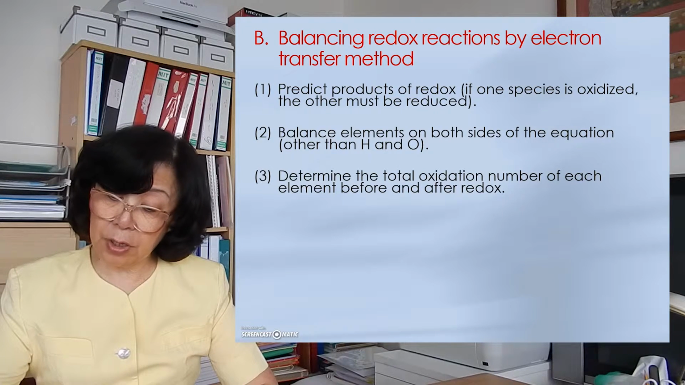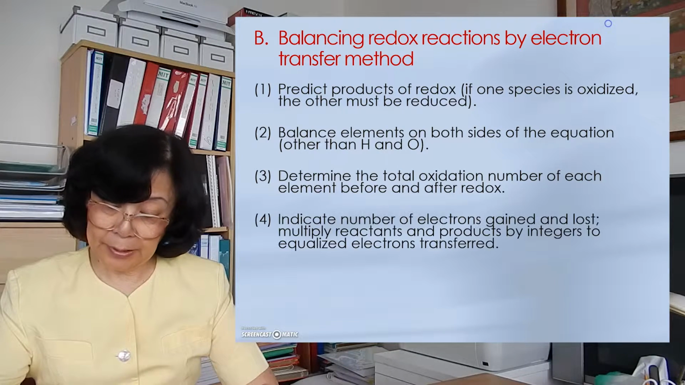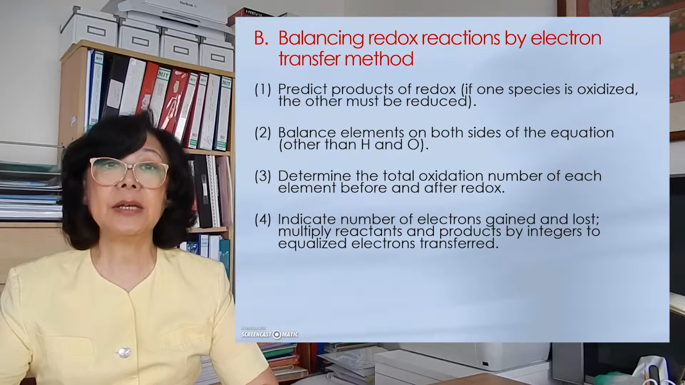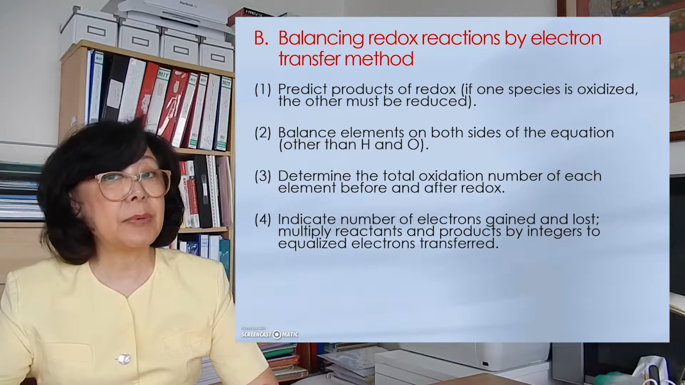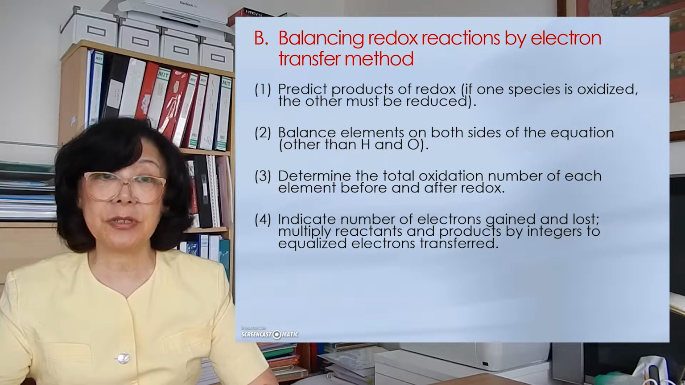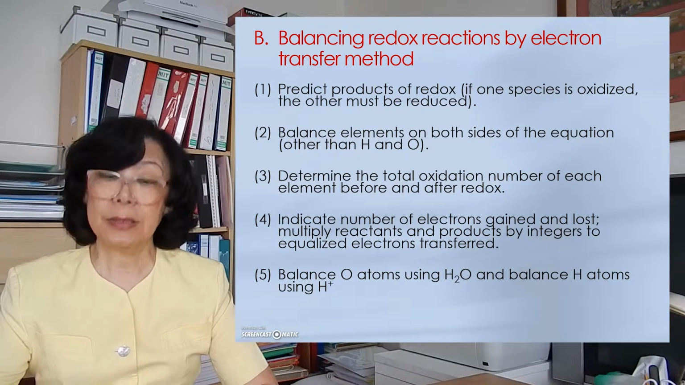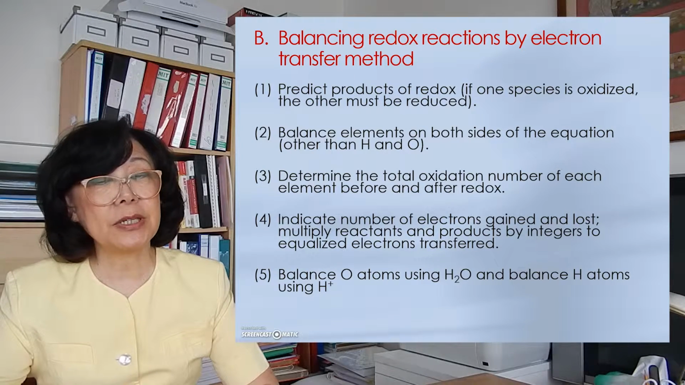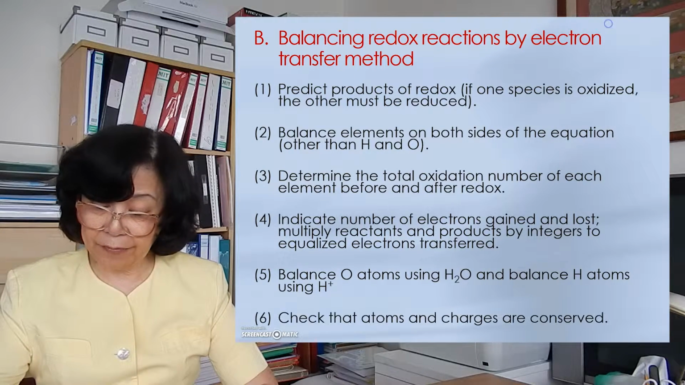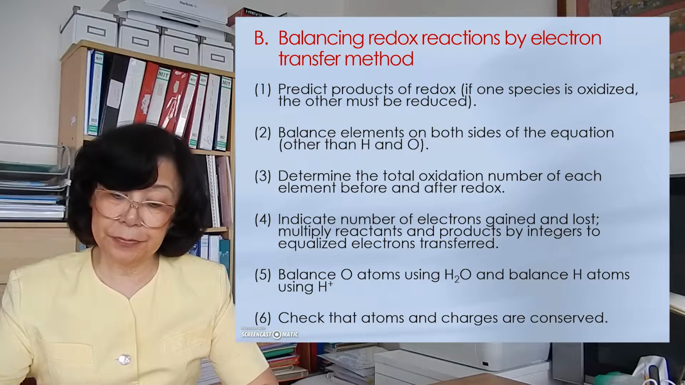Now you determine the total oxidation number of the elements oxidized and reduced. Then you indicate the number of electrons gained or lost. And then you make sure you multiply that by an integer to make the electrons equal. And now you balance your oxygen atoms using water, and then you balance your H atoms using hydrogen ion. And at the very end, you check that the atoms are conserved and the charges are conserved.